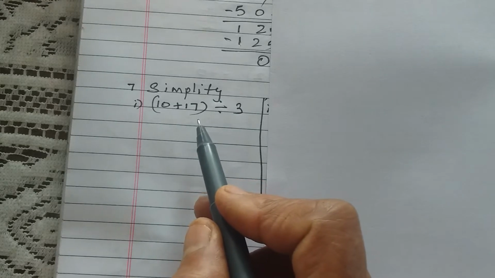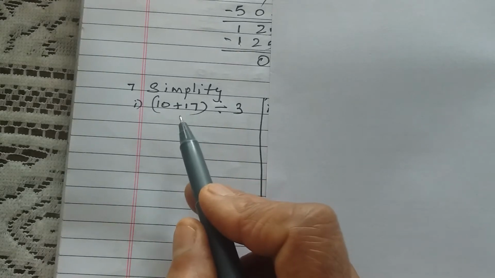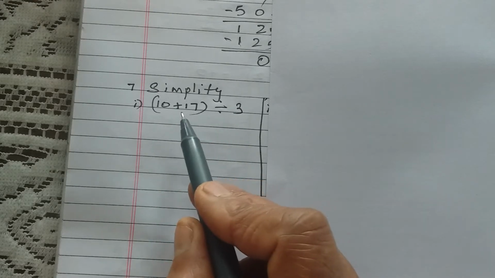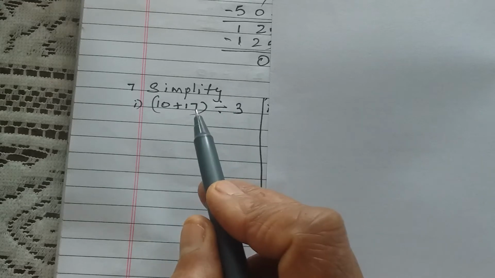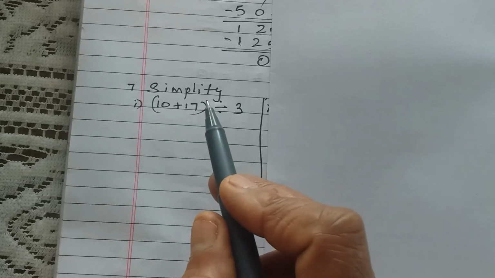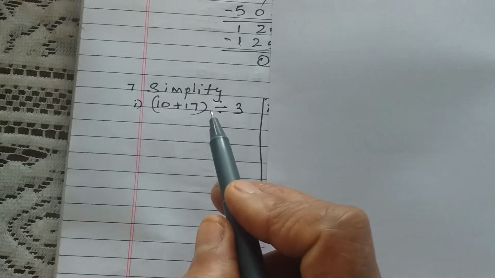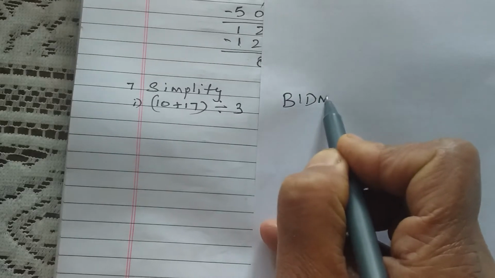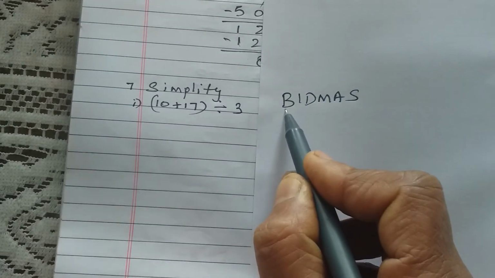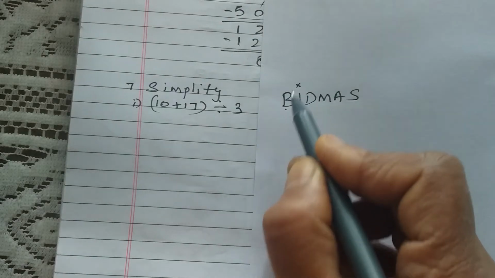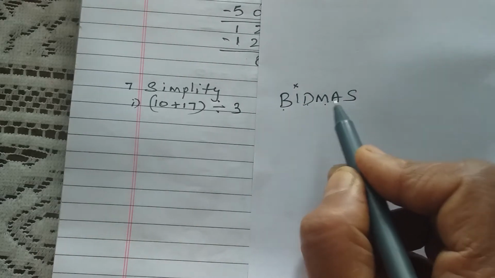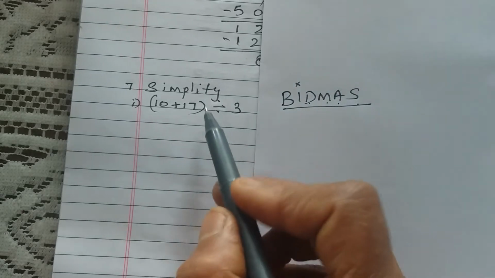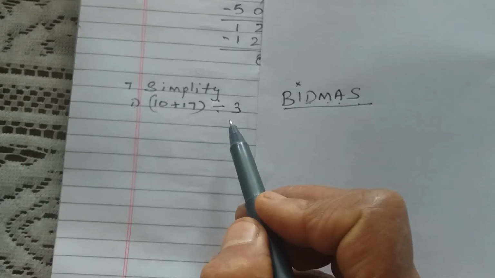So far we have been doing only one operation in one sum, that is addition, subtraction, multiplication or division. Now hereafter the simplification sums involve more than one operation in the same sum. Sometimes all 4 operations will be there in the same sum. So to do this, we have to follow the rule called BIDMAS. B for brackets, I for indices, which we'll be studying later, D for division, M for multiplication, A for addition and S for subtraction. This is the order we have to follow when you have 2 or more operations.